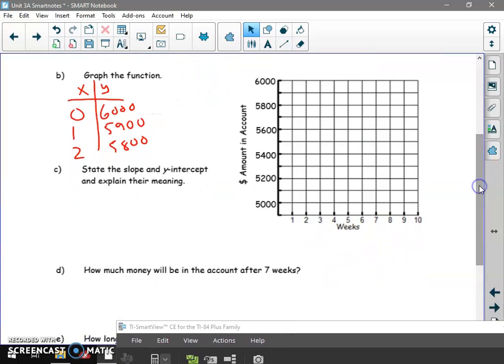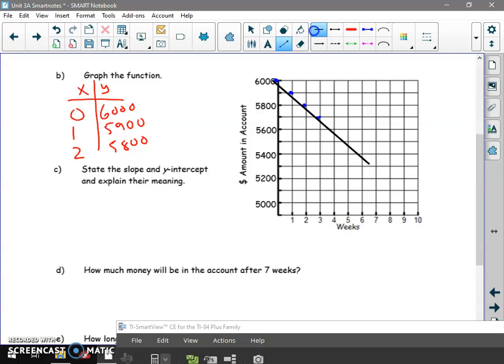So let's see. 0 is 6,000. I can do that. 0 weeks, $6,000. 1 week, 5,900. Halfway between 6,000 and 5,800. 2 weeks. And if I did 3 weeks, I got my pattern. There's that nice decreasing line, right, guys? It's going down. Because every week when she takes more money out of her account, the balance is going down.